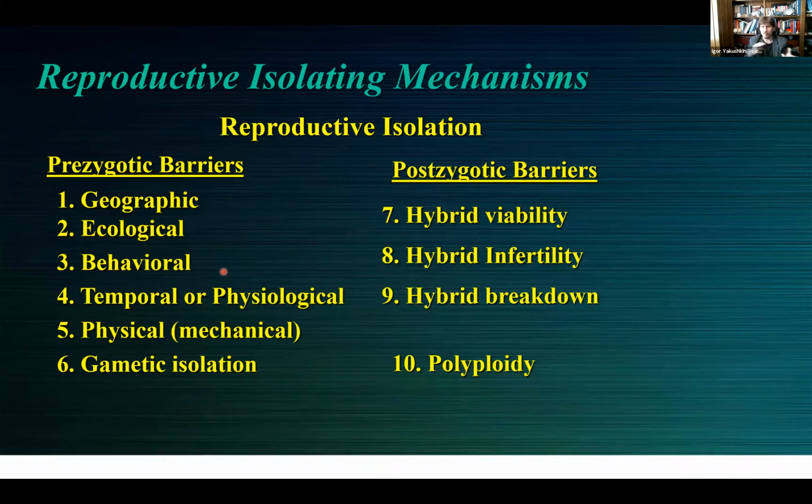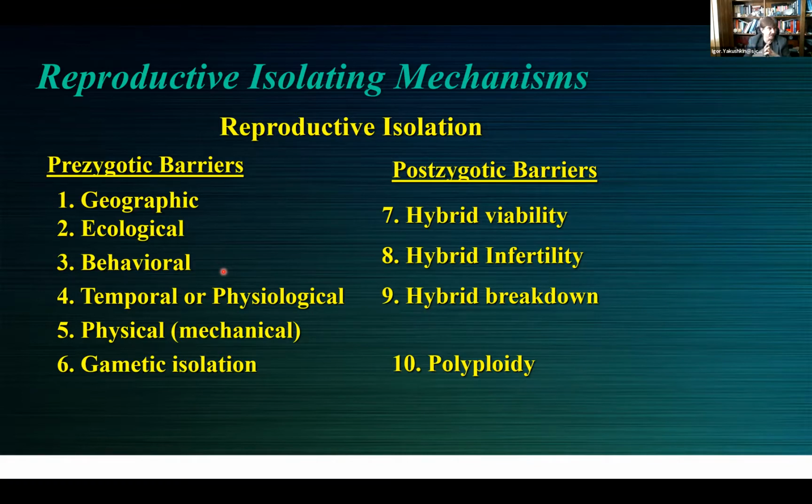Temporal or physiological. Temporal means they reproduce at different times. So let's say in Galveston Bay, we have 2 species of shrimp. If you have ever tried fresh shellfish here, you most likely tried them. There is a white shrimp and a brown shrimp, closely related species. But one of them spawns during the springtime, and the other spawns during the fall. So they do not hybridize because they are spawning at different times.